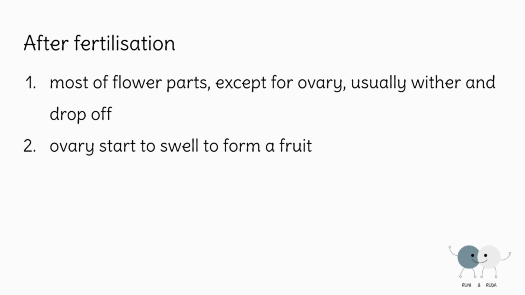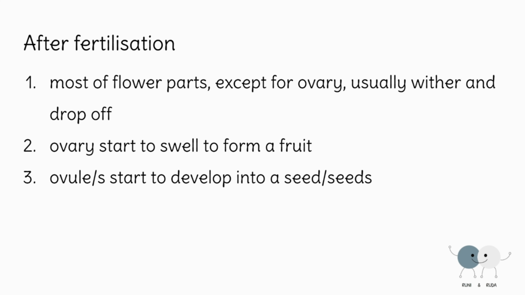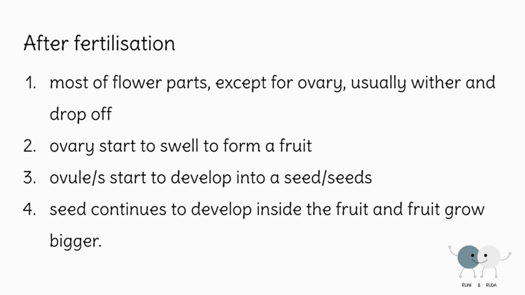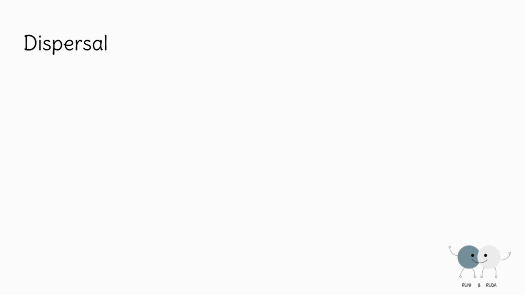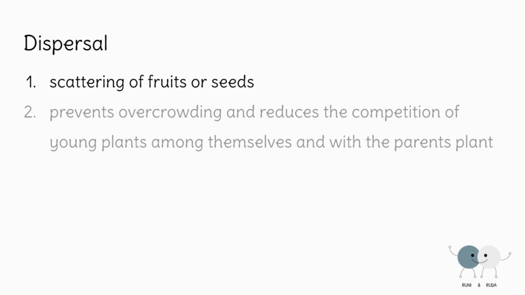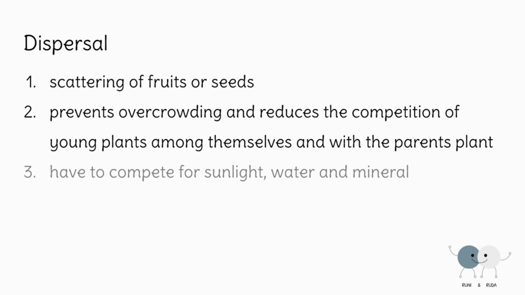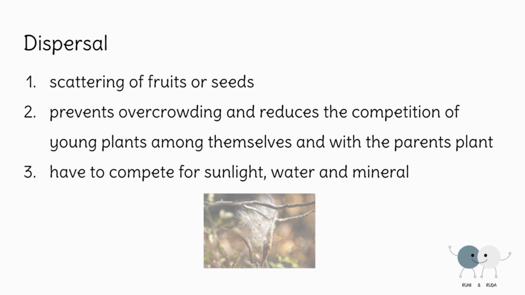Ovaries start to swell to form a fruit. Ovules start to develop into a seed. Seed continues to develop inside the fruit, and fruit grows bigger. Dispersal refers to the scattering of fruits or seeds. This prevents overcrowding and reduces the competition for sunlight, water, and minerals.